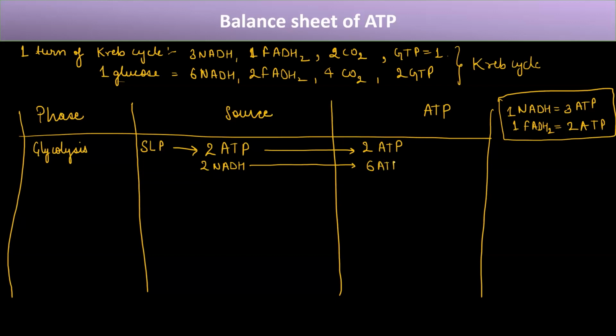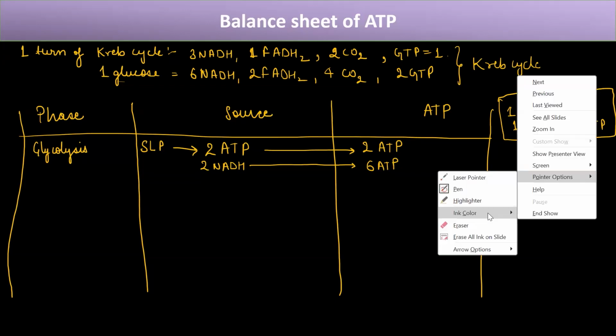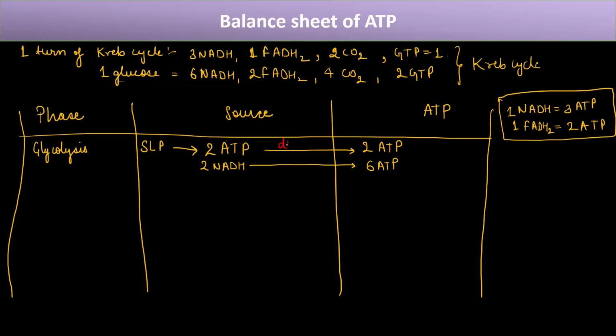6 ATP. But the first case, substrate level phosphorylation, is direct ATP, right? This one is direct, but this is indirect. It will go through the ETS and then it will produce. So it is indirect. Okay, so the first phase is the glycolysis phase. Now, what is the second phase? It is the link reaction.